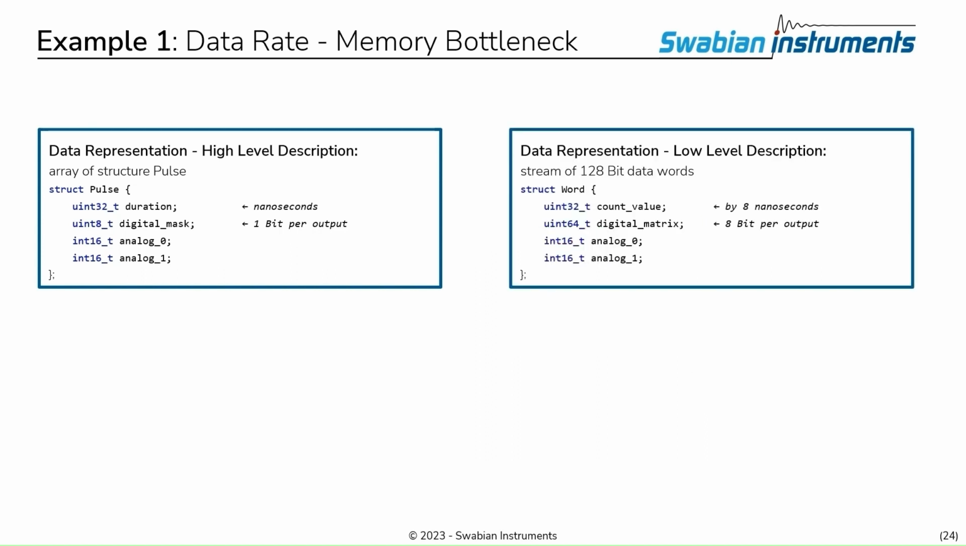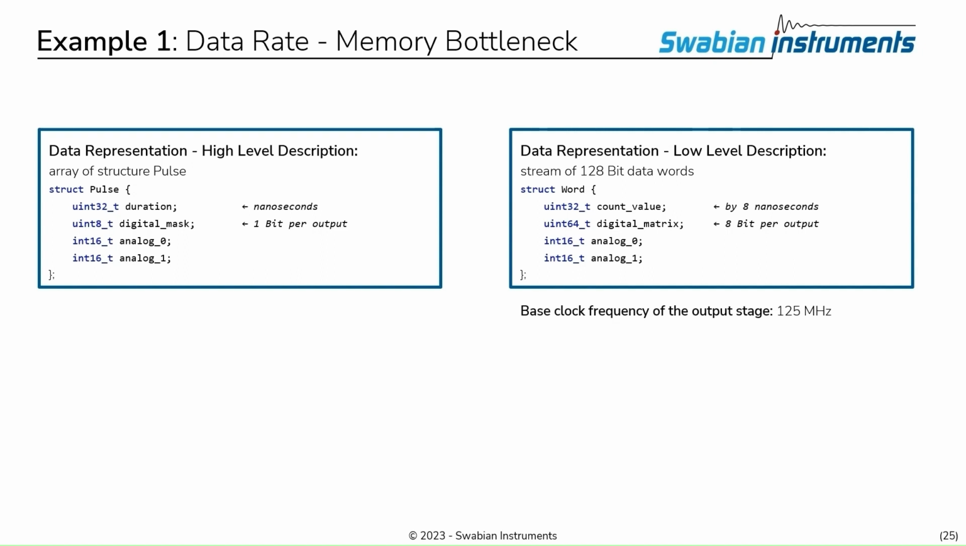In contrast to the high-level description, at the output stage in the FPGA, the low-level sequence data is represented as a stream of 128-bit data words. They consist of a 32-bit count value for run-length encoding, 8 by 8-bit chunks forming a 64-bit matrix for the digital channels, one chunk for every channel, and two 16-bit values for the analog outputs.